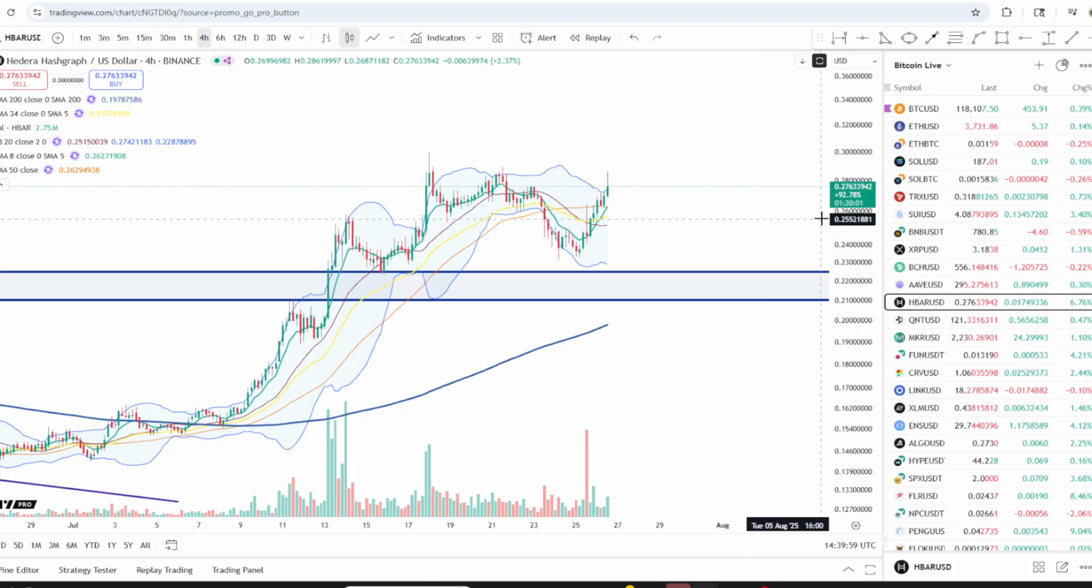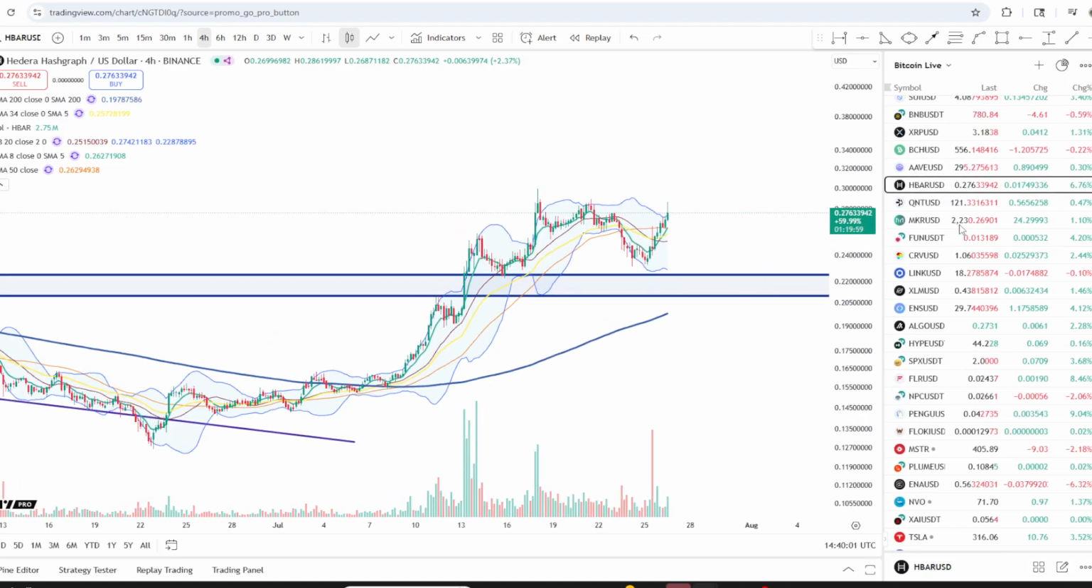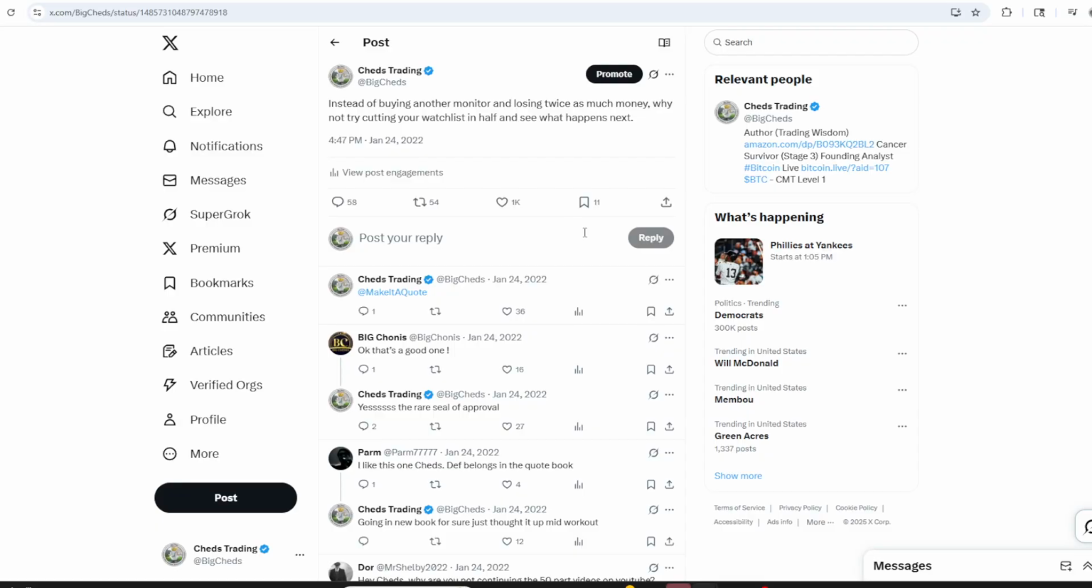For today's lesson, we're going to talk a little bit more about watch lists. So I have a quote from 2022, and it says, instead of buying another monitor and losing twice as much money, why not cut your watch list in half and see what happens next? Now, this is the idea of a more simple setup.